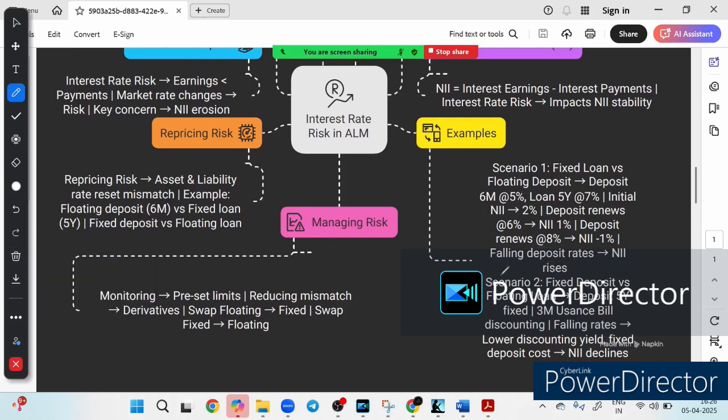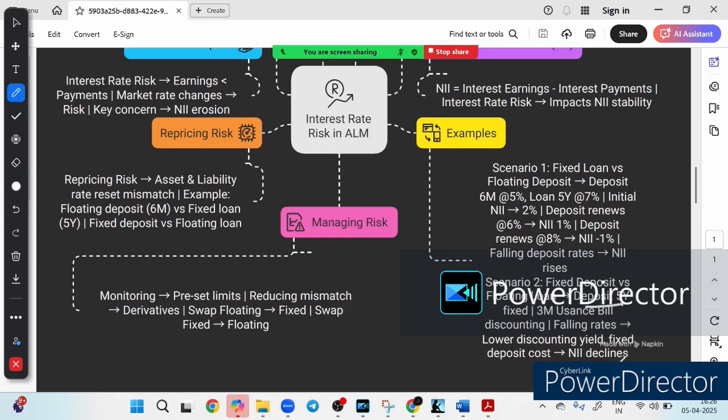Let's look at scenario number 2. We have a fixed deposit versus a floating loan. In the earlier case the loan was fixed, but now suppose the deposit is fixed. Suppose in this case the deposit is for 5 years, which is fixed, and it is funded by 3 month treasury bill discounting. Now suppose the rate is falling. What will happen? Low discounting yield and fixed deposit cost, and NII will decline.